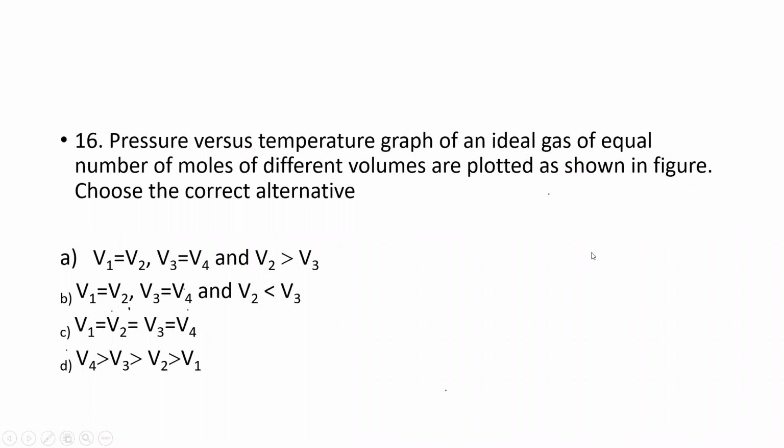Next question. The pressure versus temperature graph of an ideal gas of equal number of moles and different volumes is plotted as shown in the figure. Choose the correct option. Options are: option 1, V1 is equal to V2 and V3 is equal to V4 and V2 is greater than V3. Option 2, V1 is equal to V2, but V2 is less than V3. Option 3, all are equal. Option 4, V4 is greater than V3, which is greater than V2, which is greater than V1.